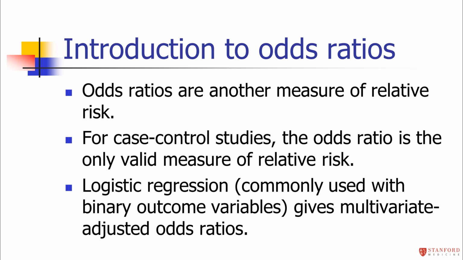Now we're going to move to the odds ratio. We're going to spend the rest of this module and all of the next module on the odds ratio. Odds ratios are just another measure of relative risk. You're going to see in a minute that they're kind of funny and you're going to wonder why they even exist, but there's two reasons that they exist. First of all, they're the only valid measure of relative risk for case control studies.